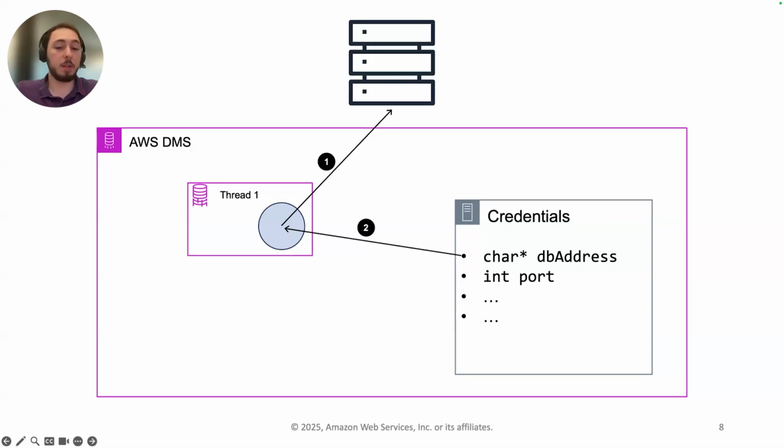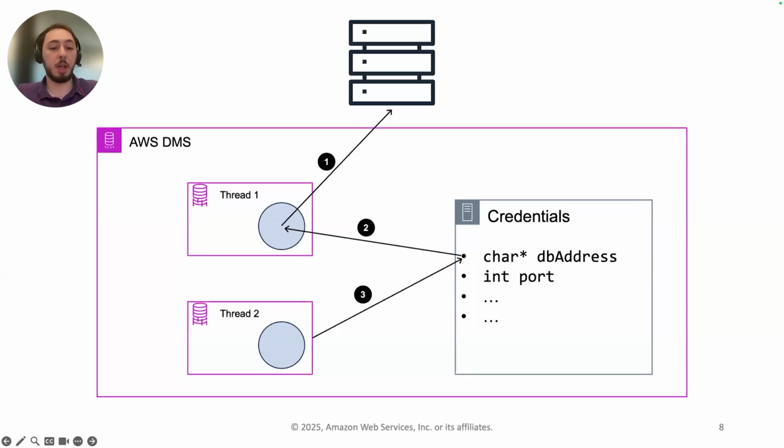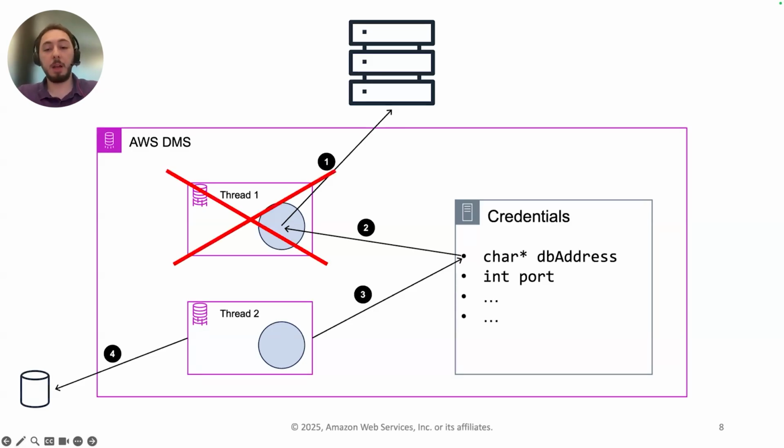Thread 1 is connected to the database, and at some point, thread 2 appears too. It also needs to talk to the database, so it goes and reads the address from the same credential struct and then connects to the database. And everything is still fine. Some time passes, the threads do their work, and things go wrong when, at some point, thread 1 dies. Maybe it just finished its work and got cleaned up or something else happened, but it died, and its memory pool was freed.